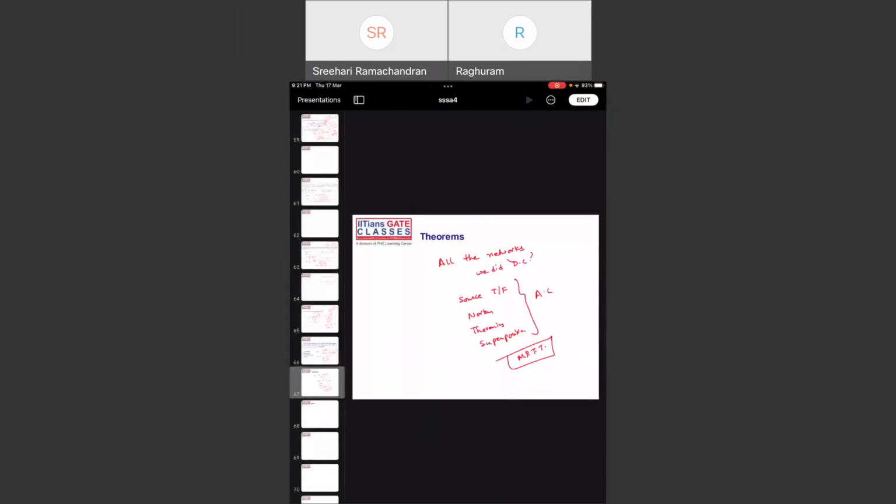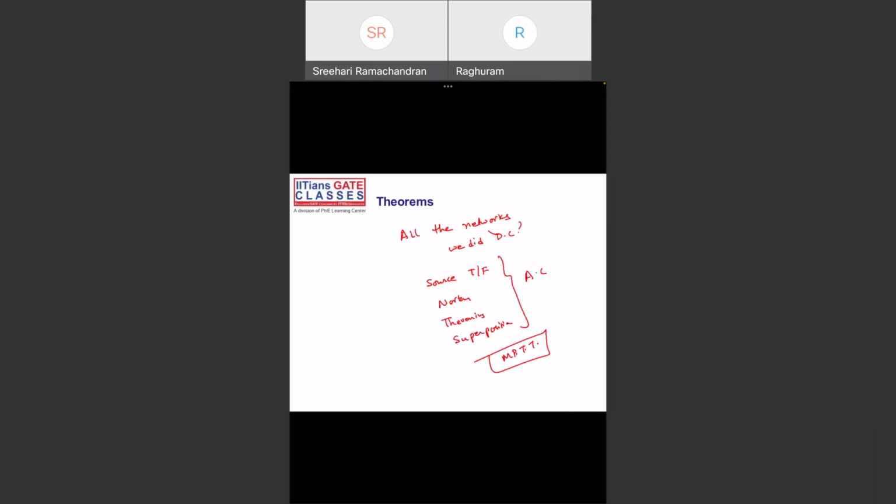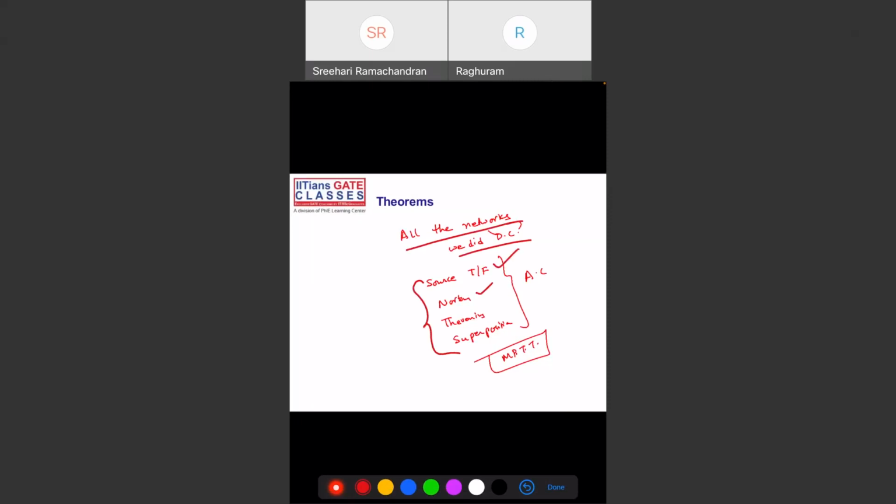In the last class, we were discussing AC circuits, especially the basics of AC circuits. What we said is all the network theorems we studied in DC hold good for AC also. Like source transformation technique, Norton theorem, Thevenin's theorem, superposition theorem, all these theorems hold good for AC. There is one more difference, which is MPPT, the maximum power transfer theorem.